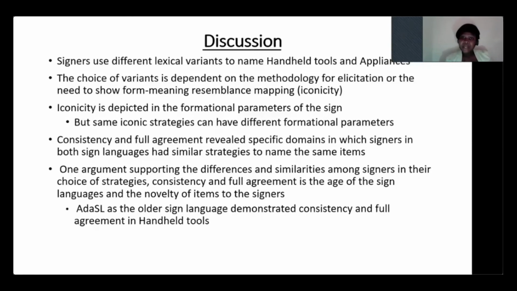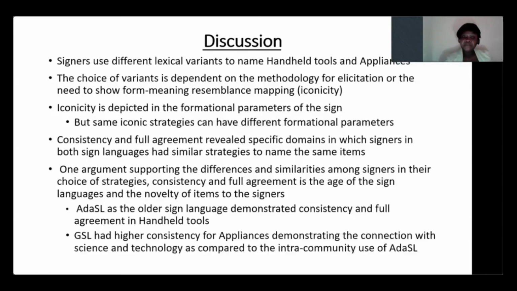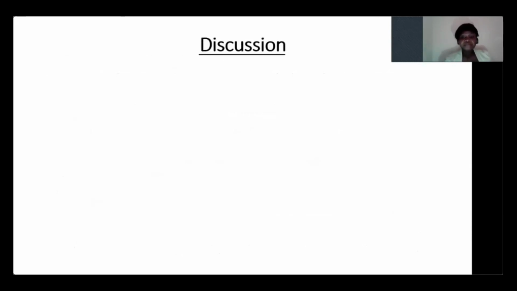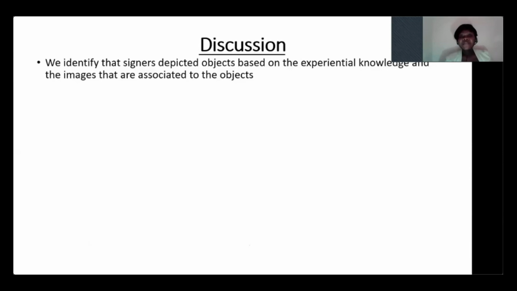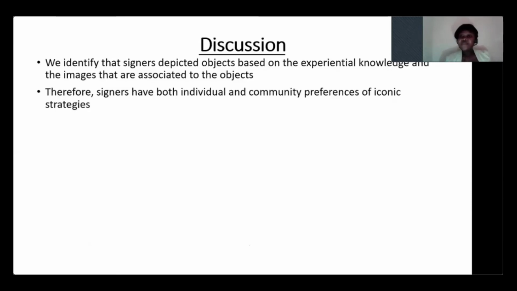ADSL, Adambabe Sign Language, as an older sign language, demonstrated consistency and full agreement in handheld tools. However, GSL demonstrated higher consistency in appliances, demonstrating the connection with science and technology as compared to the intra-community use of ADSL. And as noted, most of the signers from ADSL didn't even own a mobile phone, a television, a fridge, or a sewing machine. So we identified that lexical variants are also based on signers' experiential knowledge and the images that are associated with the objects. Therefore, signers have what we call individual and community preferences of iconic strategies.